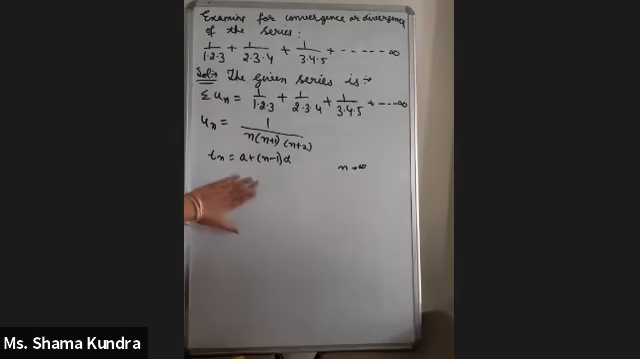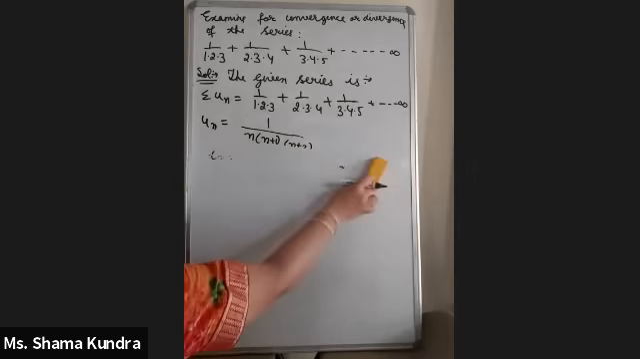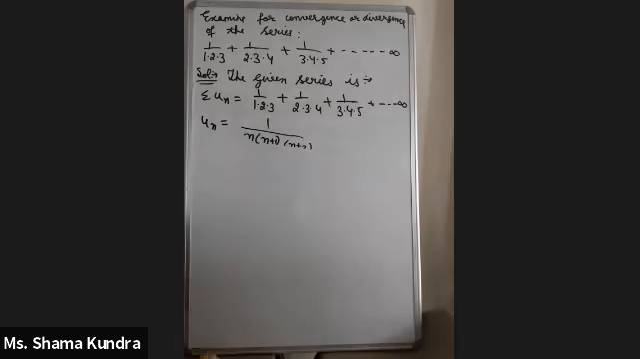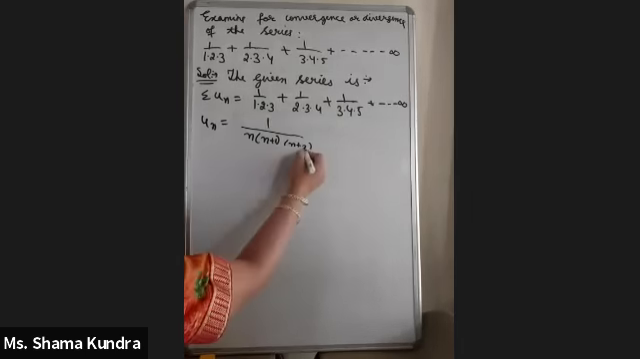The test may be comparison test, ratio test, Raabe's test. In every test, we have to take higher powers of n common. Now, whatever higher power of n is common in the denominator, consider that as Vn. Now, we will take higher power of n common.